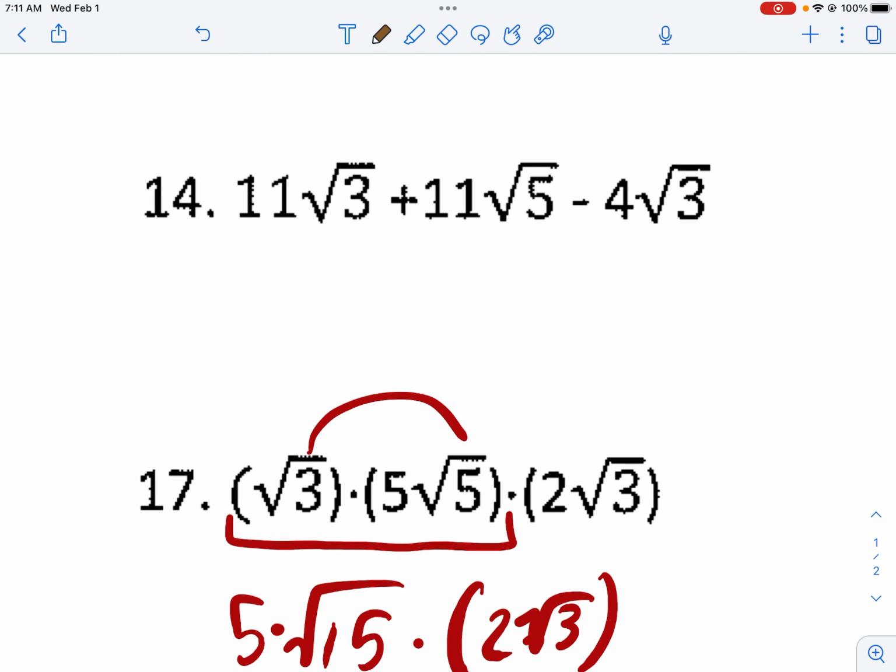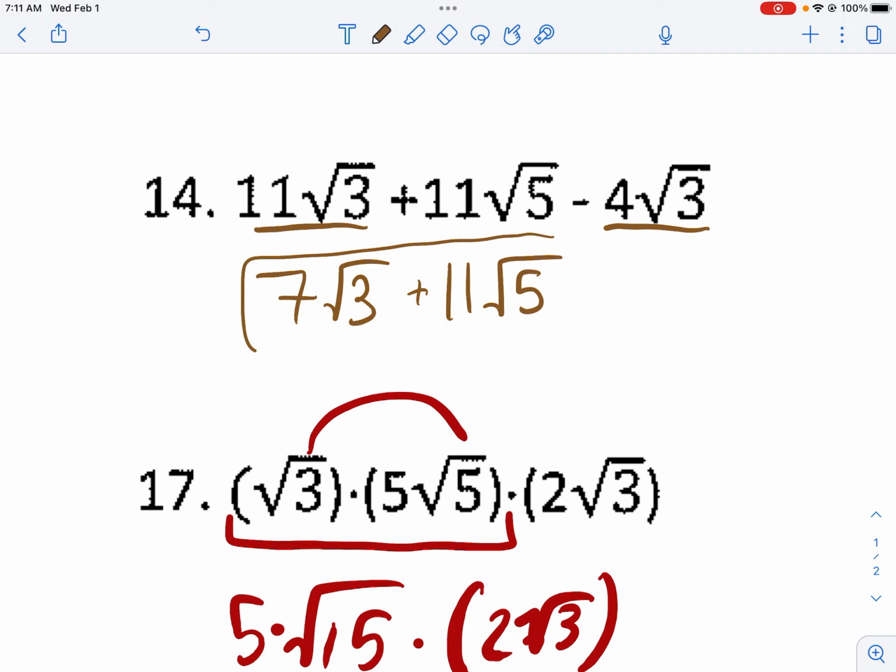Looks like we had 11 square root of 3 plus 11 square root of 5 minus 4 square root of 3. My like terms are 11 square root of 3 and 4 square root of 3, just like 11x and 4x, right? And then we can think of that square root of 5 as a y. 11 minus 4 gives us 7 square root of 3. And then I tack that 11 square root of 5 on the end. I think, do I have all my square roots simplified? Yes, I do. All done.